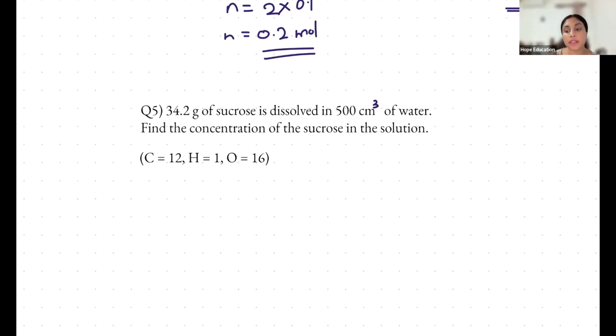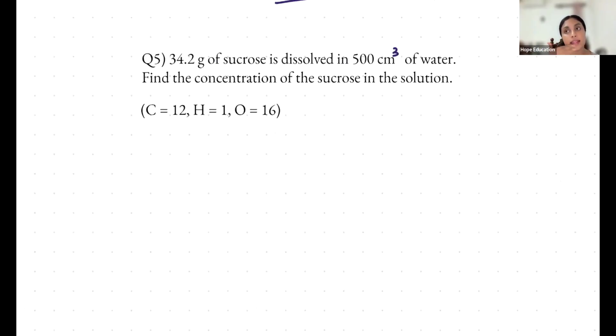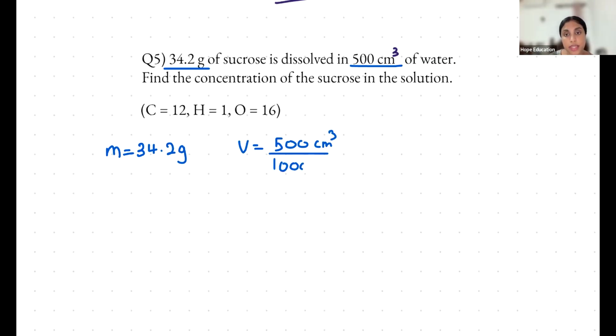Now you have to follow the method I told you. Look at what is given and list it. They have given the mass. So mass equals 34.2 grams of sucrose dissolved in 500 cubic centimeters of water. That's the volume, 500 cubic centimeters. I don't need it in cubic centimeters, I need it in cubic decimeters. So I'm going to divide by 1000. So I get 0.5 cubic decimeters.